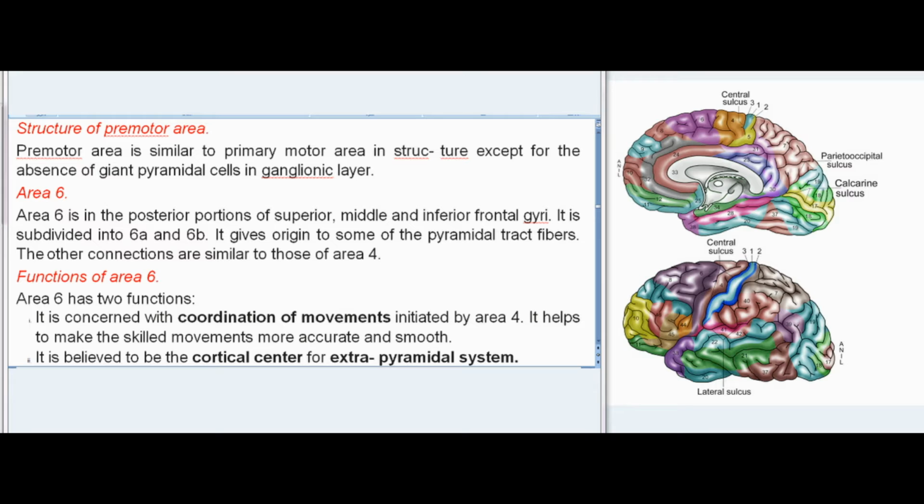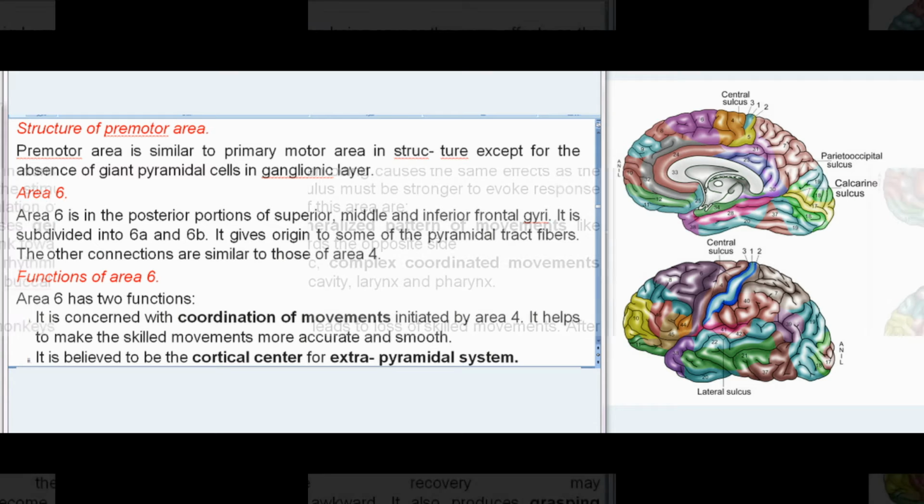Functions of area 6. Area 6 has two functions. It is concerned with coordination of movements initiated by area 4. It helps to make the skilled movements more accurate and smooth. It is believed to be the cortical center for extrapyramidal system.